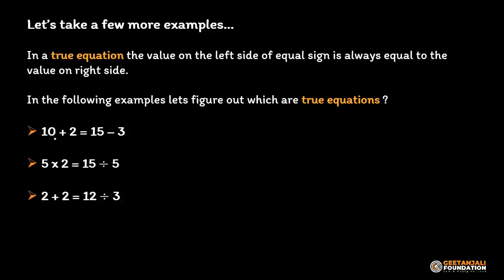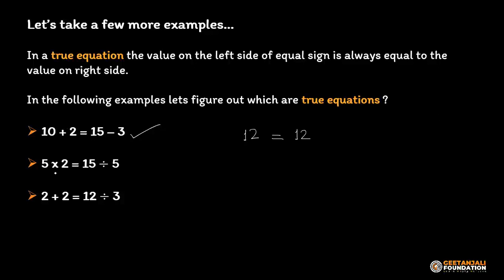So here on the left side, in the first example, we see 10 plus 2. 10 plus 2 value becomes 12, and on the right side it is 15 minus 3, which is also equal to 12. You can see that the value on the left side is equal to the value on the right side, so it is a true equation, although there are different operators and different integers involved here.